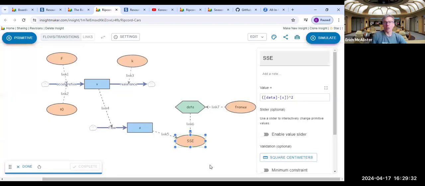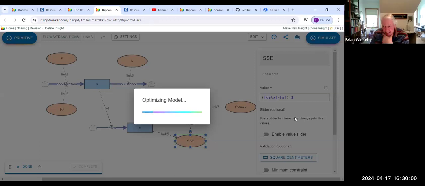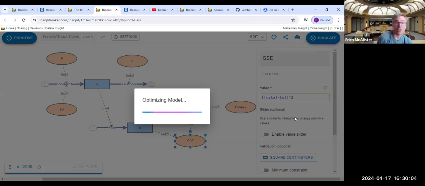I say run optimization, and we're going to hope this runs reasonably fast. Sorry, we've got to wait 20 seconds or something. If you have a lot of different parameters and something that's hard to do, optimization may take a while. And Eric, you fixed T naught? I fixed T naught.